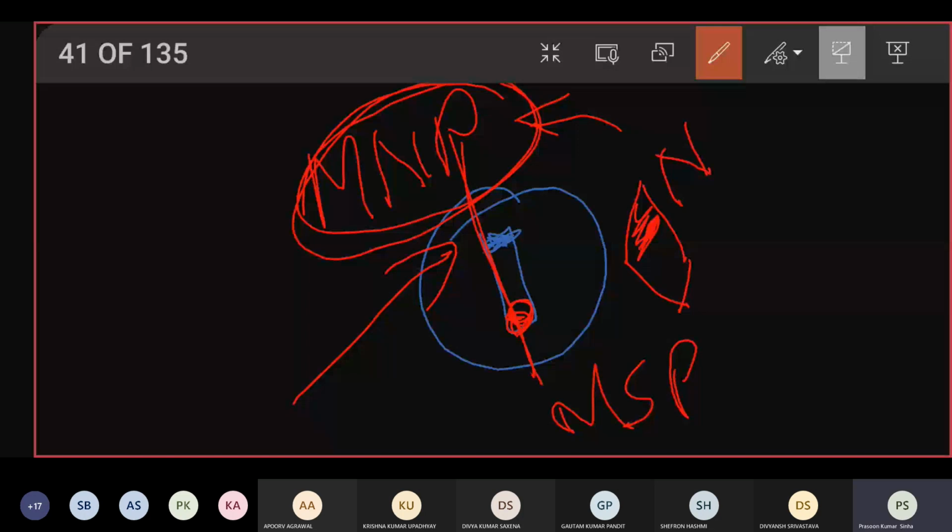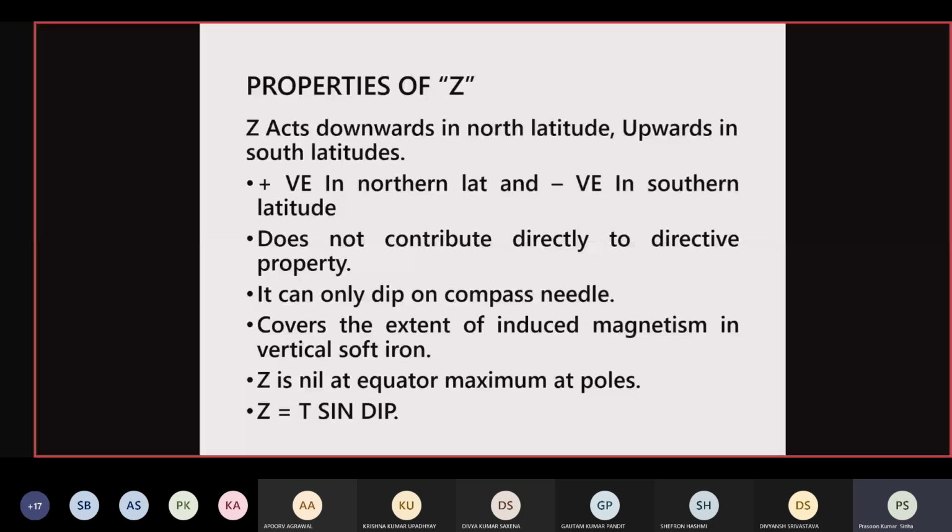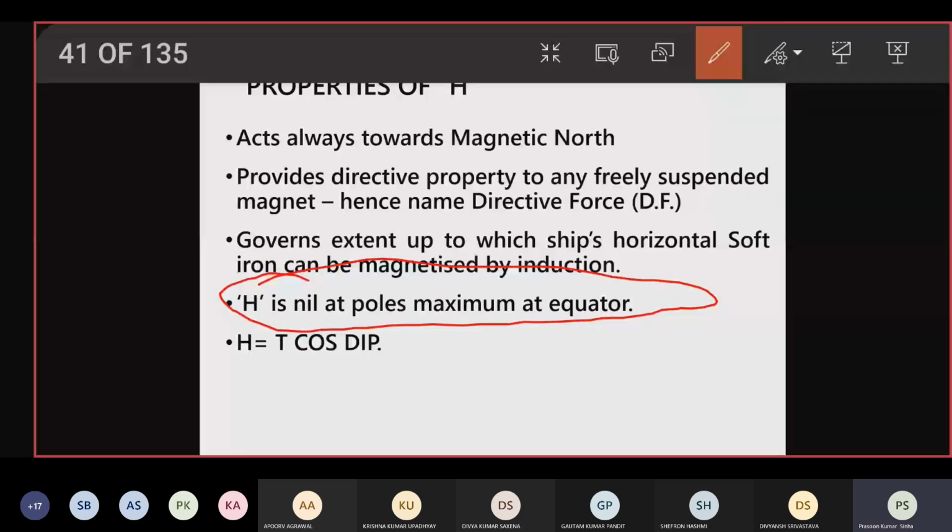H की वैल्यू is maximum at the equator, क्योंकि वहां Z की वैल्यू 0 हो जाती है. Angle of dip is 0, मतलब Z 0. So maximum H is there at the equator. और जब हम पोल पे जाते हैं तो magnetic needle वर्टिकल हो जाता है, मतलब सब Z ही है, और H 0 हो जाता है. H is 0 at the poles and maximum at the equator.